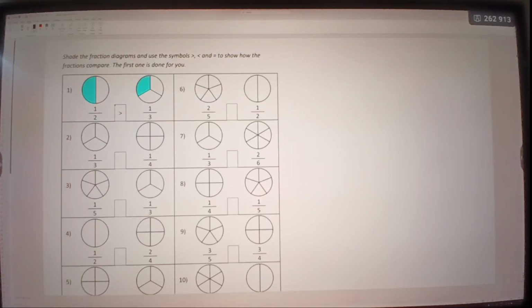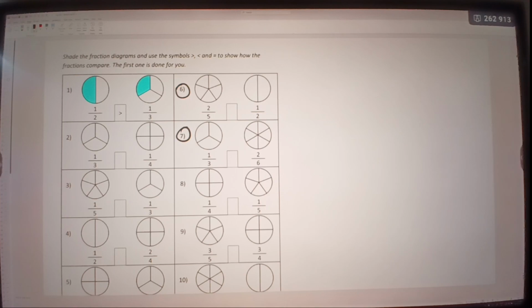So first question is done for you. Second question, you can shade the circles and figure out which one is bigger or smaller. Now consider sixth question I will do for you. Sixth and seventh question I will do for you. Remaining questions you can do on your own.